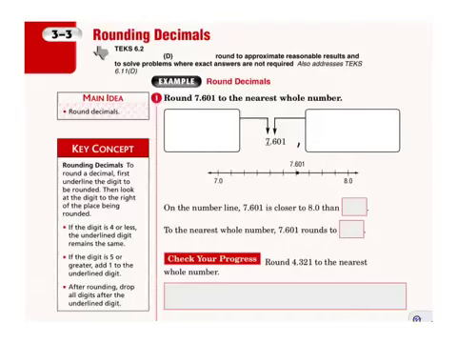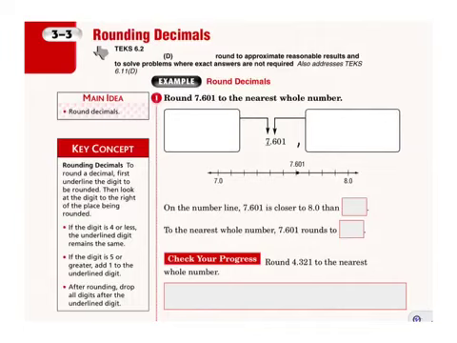Okay guys, this lesson is chapter 3, section 3. It starts on page 185. You're also going to need your notebook, pages 61 and 62. The main idea is how to round decimals.